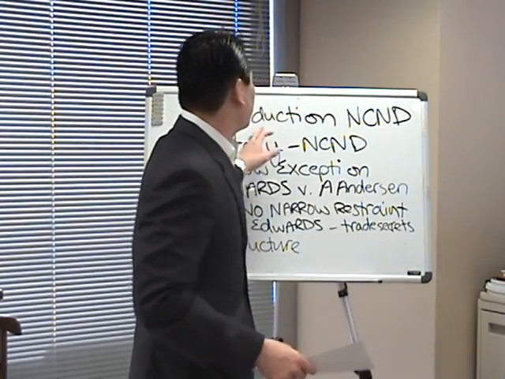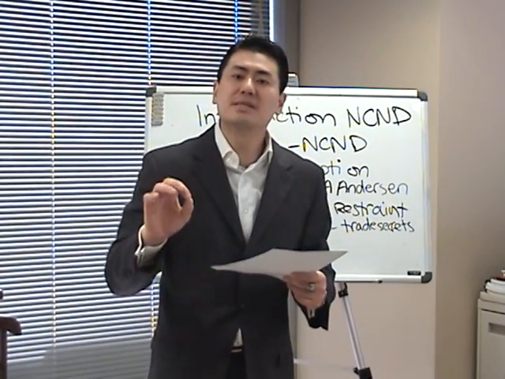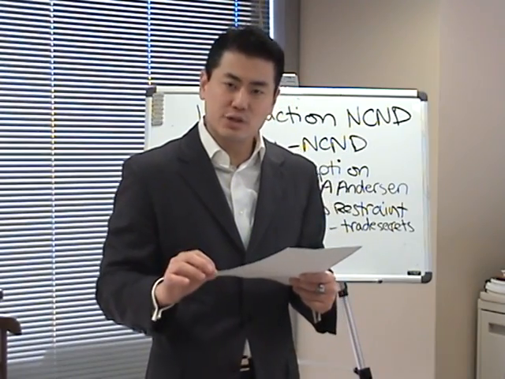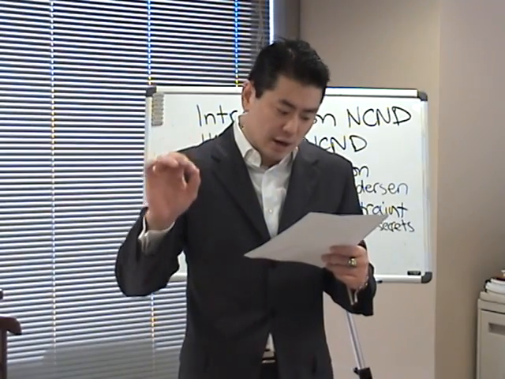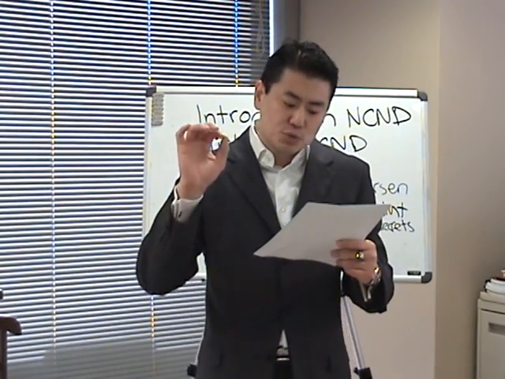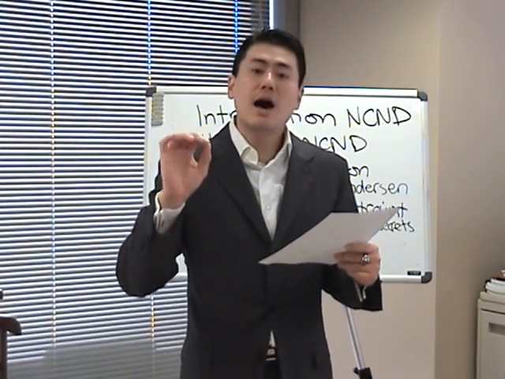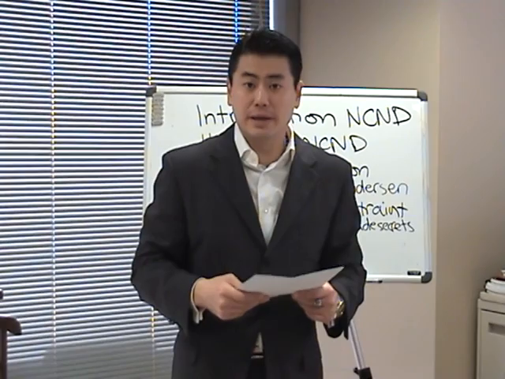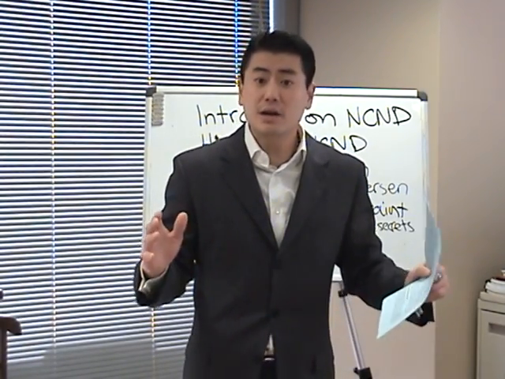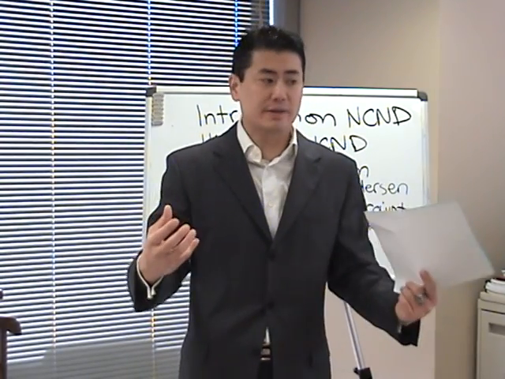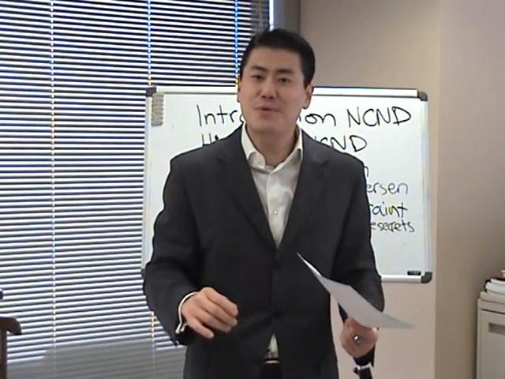Let's go over it. The history of the NCND agreement is easily stated in Business and Professions Code 16600. Since 1872, relatively unchanged: every contract by which anyone is restrained from engaging in a lawful profession, trade, or business of any kind is to that extent void. Now, what does that mean? California Business and Professions Code 16600 says any contract trying to restrain someone from getting gainful employment is going to be void. That's been the position of the state of California.